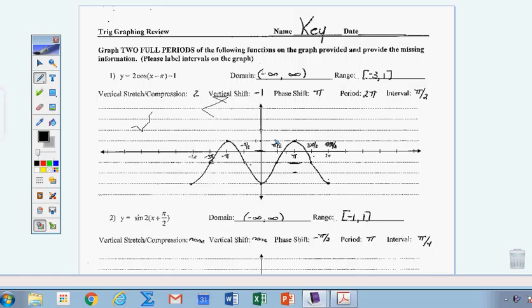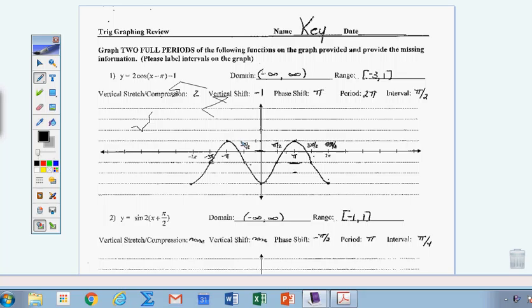This thing is awful. I would go down 2. And then I would go over pi over 2 and back up 2. And then this would just continually repeat to form my new cosine graph.